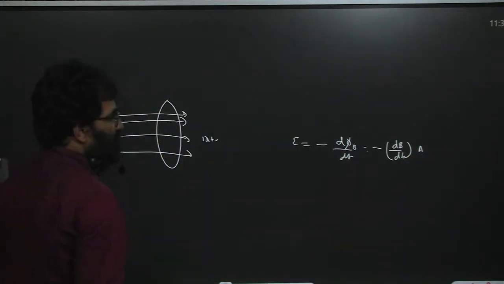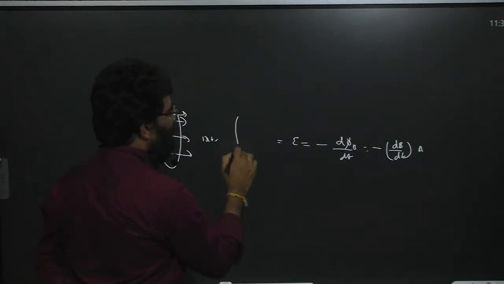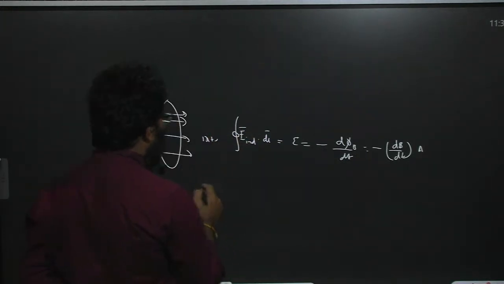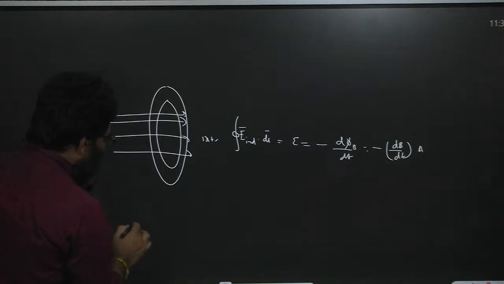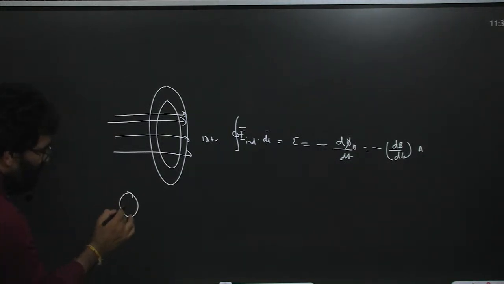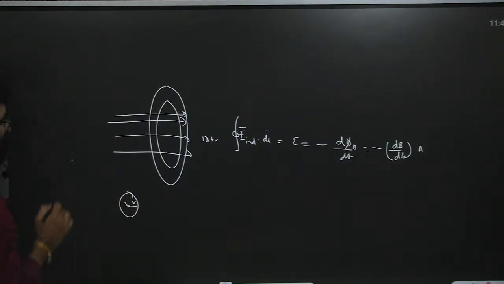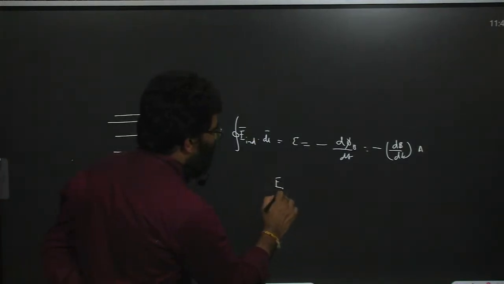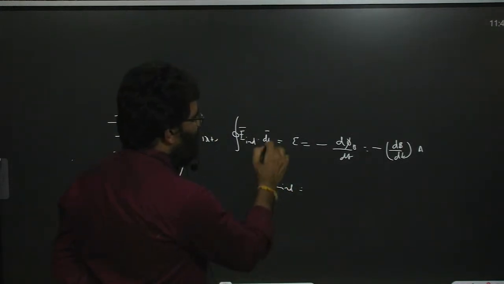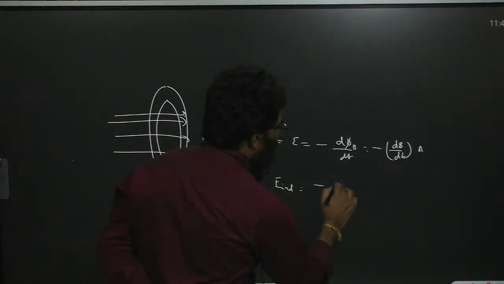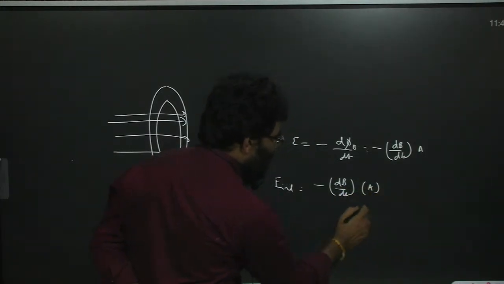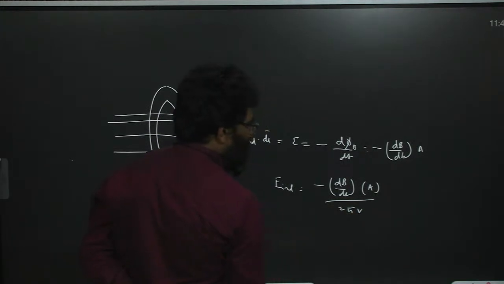EMF is defined as the integral of E induced dot dl. When the magnetic field region is varying here only, this is R, the magnetic field is changing, but here we can find an induced electric field. Direction is very important. Induced electric field times dl, which is 2 pi r, is equal to minus dB by dt into the area over which the magnetic field is changing, so divided by 2 pi r.